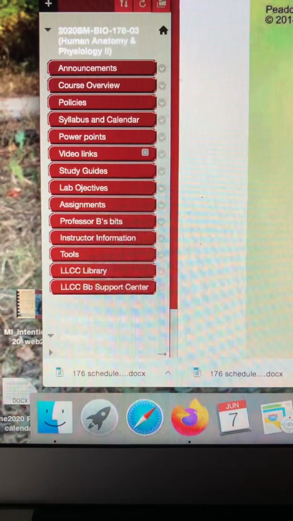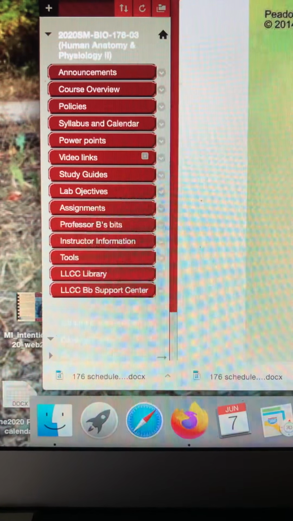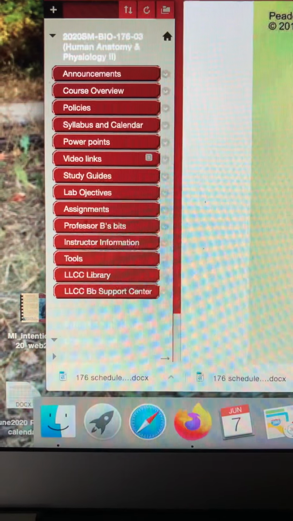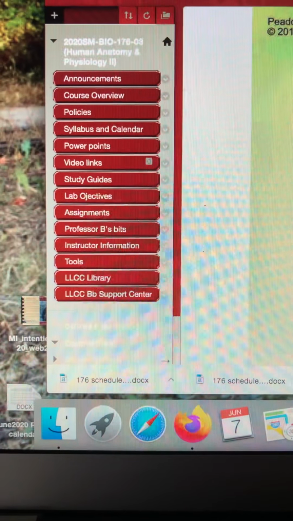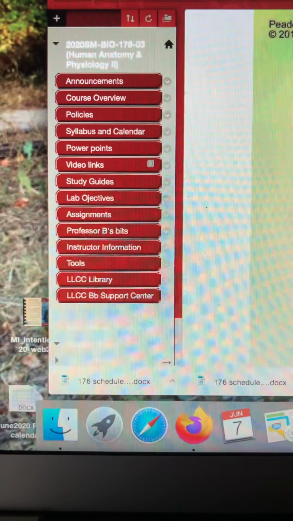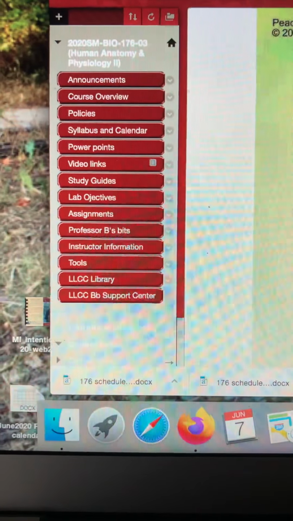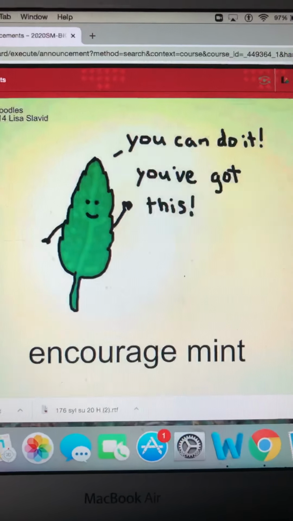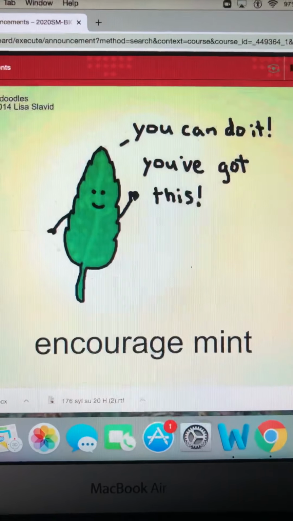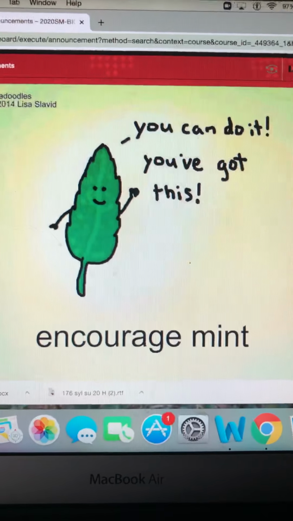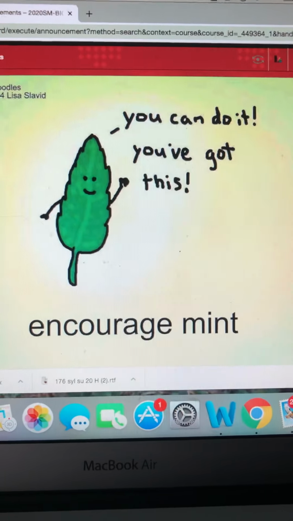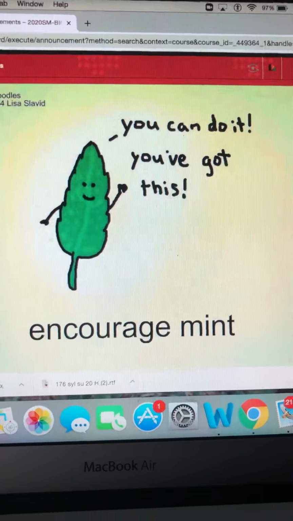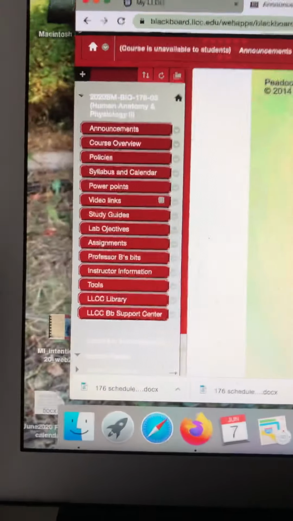This is going to hold true whether you are in the O3 section on the main campus or the O4 section in Jacksonville. You need to log into Blackboard first, and when you do, normally you're going to see a little cartoon that comes up. That's how you know you're on my main page. And you can do it, you've got this. This is encouragement, because I know a lot of you didn't particularly care to be in an online or a hybrid course.